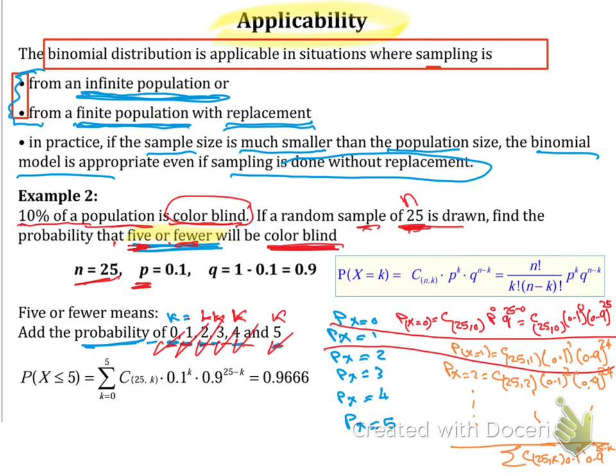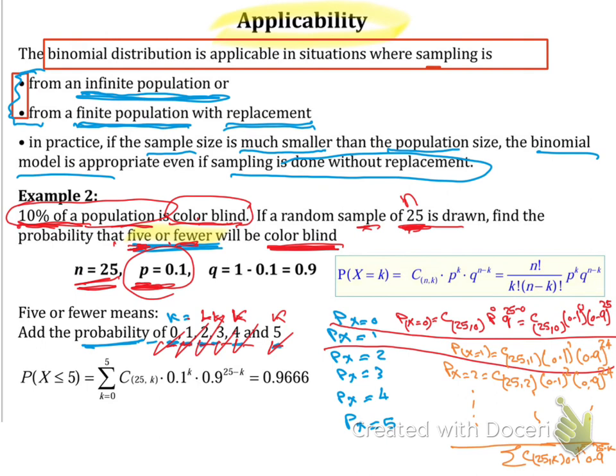So this is the success criteria. They have color blind, okay. If they don't have it, this means the failure of the success criteria. So 10% of the population is color blind. If the random sample is 25, so I have n equals 25, the success criteria which I needed is 0.1. This is the probability of it, okay. Color blind is represented by 10% of the population, so the probability of it is 10%.